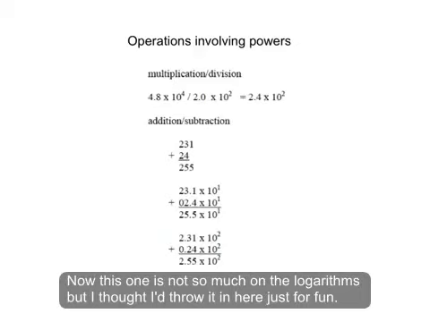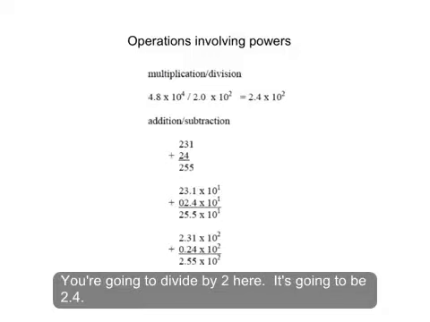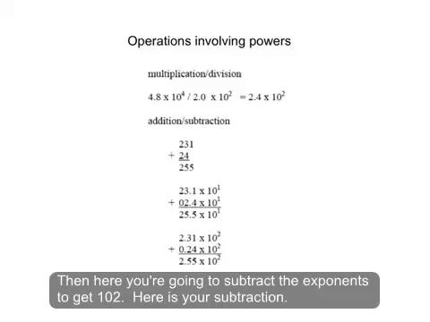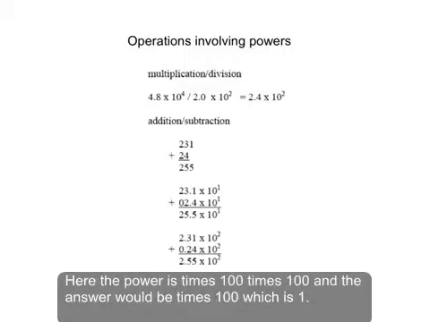Now this one is not so much on the logarithms, but I thought I'd throw it in here just for fun. Multiplication division rule, you want to multiply the numbers. 4.8, you're going to divide by 2 here, so it's going to be 2.4. And then here you're going to subtract the exponents to get 10 to the power 2. Just a subtraction, the trick here is to have the same exponents. This is when you're going to be adding these numbers on a piece of paper. So here the power is times 10 to the 0, times 10 to the 0, and the answer would be times 10 to the 0, which is 1.